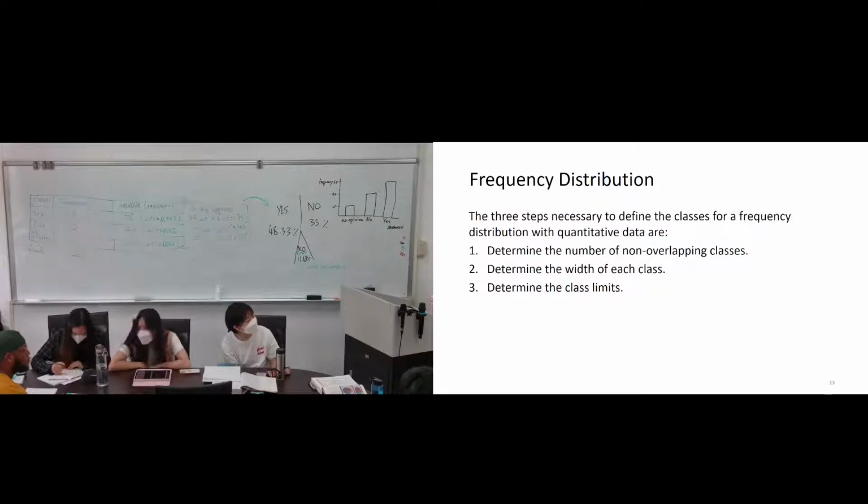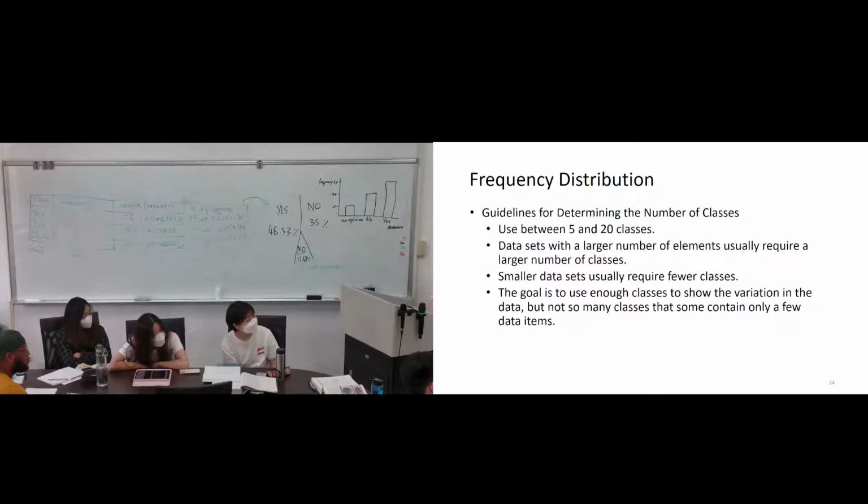Okay, first, if we would like to have the frequency distribution, there are 3 steps. The first one is to determine the number of non-overlapping classes, how many classes we would like to use. And then we determine the width of each class, for example, what is the interval you would like each class to cover. And then we determine the class limits.